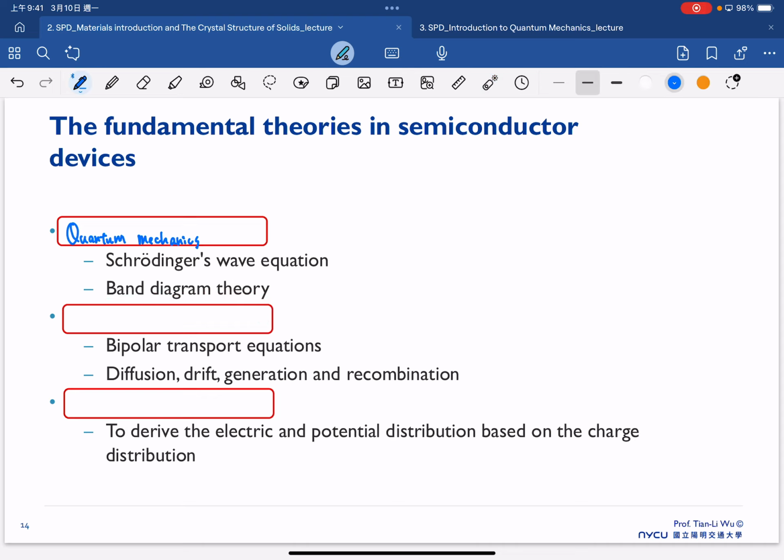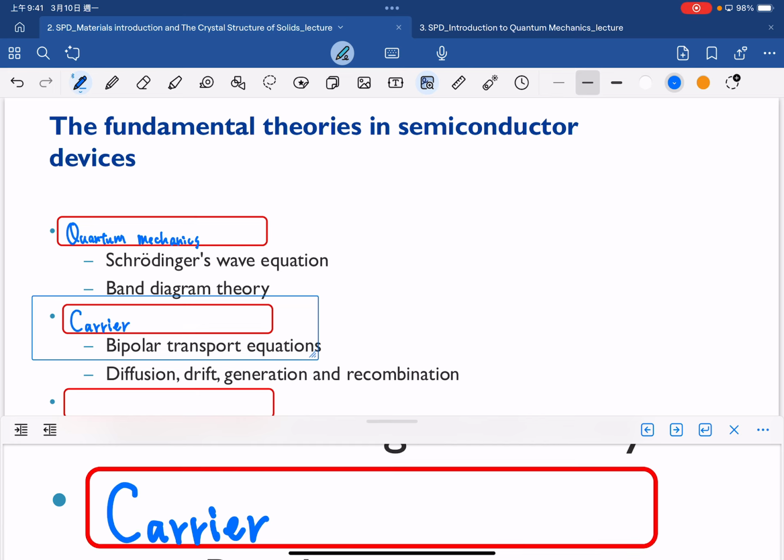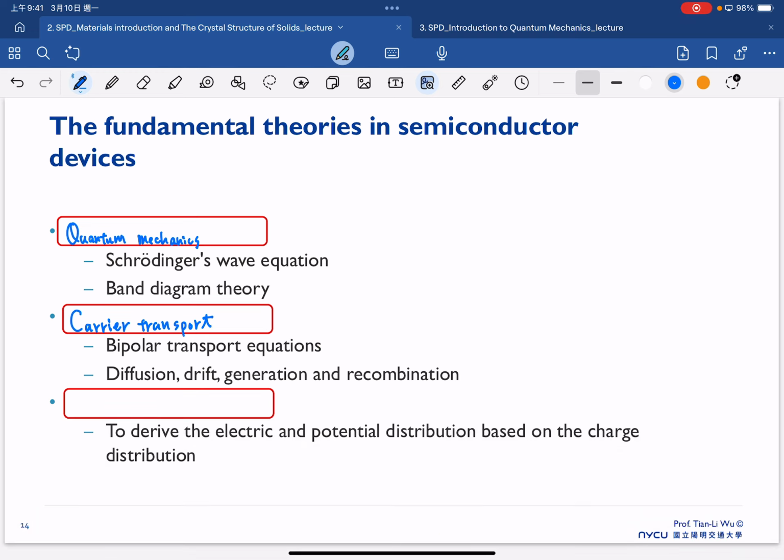And the second one is carrier transport. For carrier transport, we try to understand the electron and hole transport in solid state material. The first one, we will try to develop the bipolar transport equation. Bipolar transport means we consider the carriers of electrons and holes together. So we try to develop an equation that can describe the electron and hole transport in one piece of solid state material.